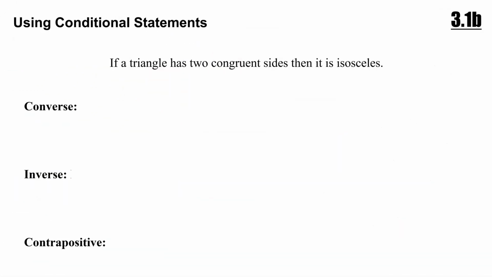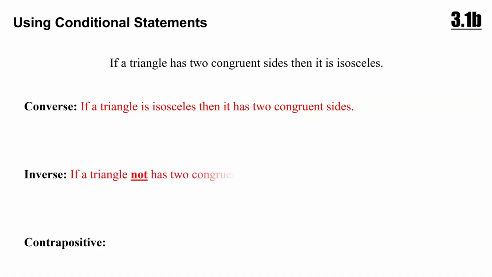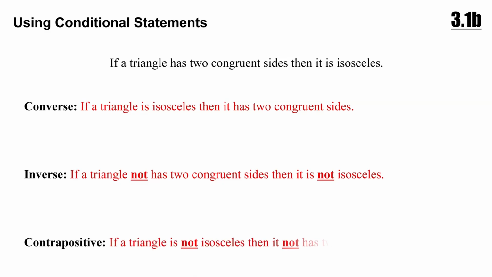This problem asks to write the converse, inverse, and contrapositive of the conditional statement. The converse of the conditional statement would be, if a triangle is isosceles, then it has two congruent sides. The inverse of the conditional statement would be, if a triangle does not have two congruent sides, then it is not isosceles. The contrapositive to the conditional statement would be, if a triangle is not isosceles, then it does not have two congruent sides.